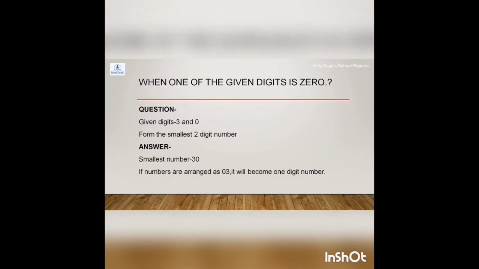When one of the given digits is 0, suppose the given digits are 3 and 0. In this question, the smallest two-digit number is 30. If we write 03, it will become a one-digit number.